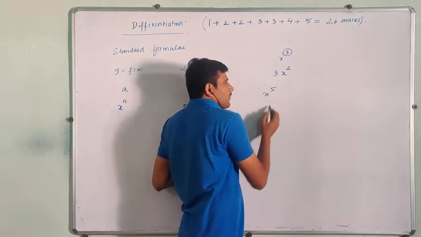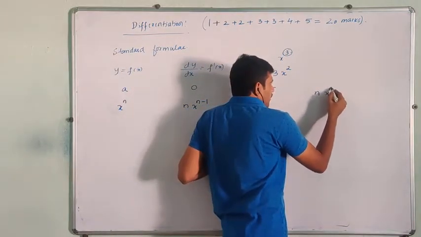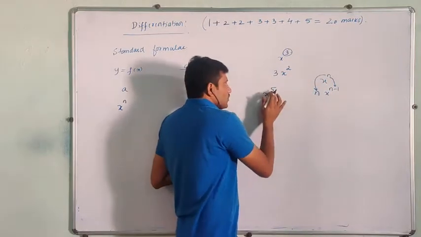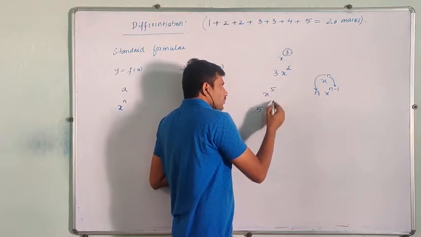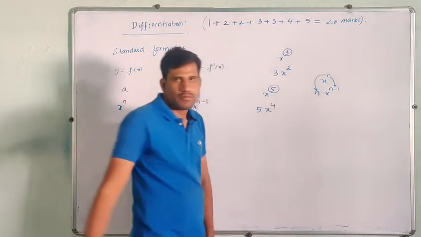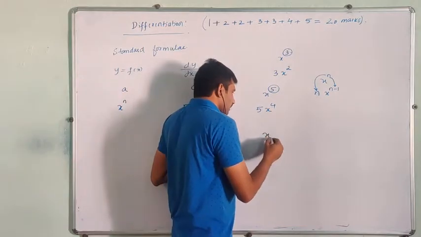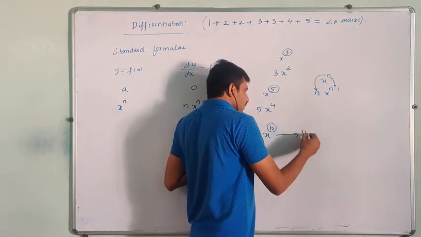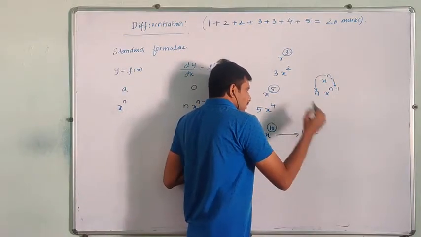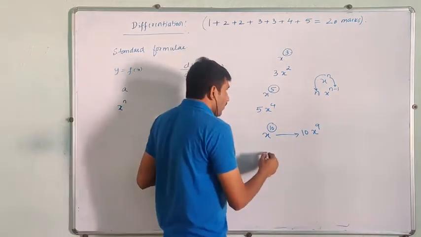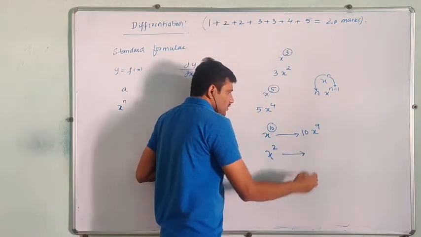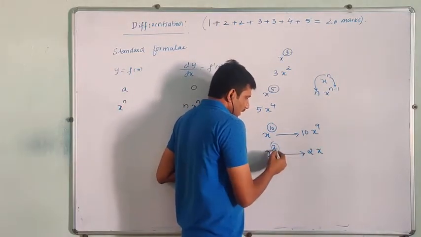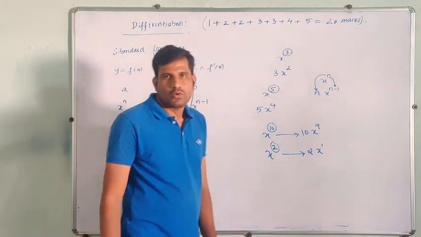Derivative of x raised to 5: the power will come here, and you have to reduce the power by 1. So x raised to 5 minus 1, that is 4. Similarly, the derivative of x raised to 10 is 10 x raised to 10 minus 1, that is 9. Similarly, the derivative of x square: the power comes here, that is 2x raised to 2 minus 1. What is 2 minus 1? It is 1.